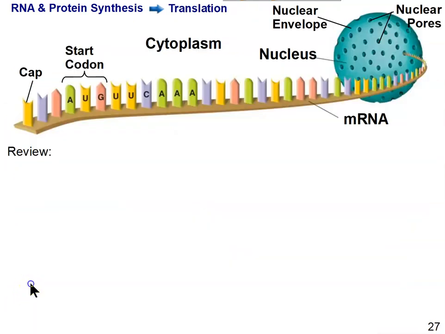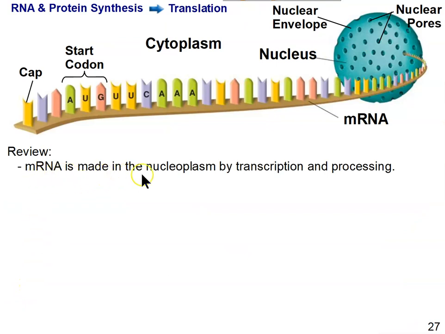Okay, so let's review. Messenger RNA is made in the nucleoplasm. That's like the cytoplasm of the nucleus, right? The nucleoplasm, inside the nucleus, by transcription and processing. Remember that after RNA is transcribed, it is processed. The introns are cut out, the exons are spliced together, there's a cap and a tail placed onto that messenger RNA.